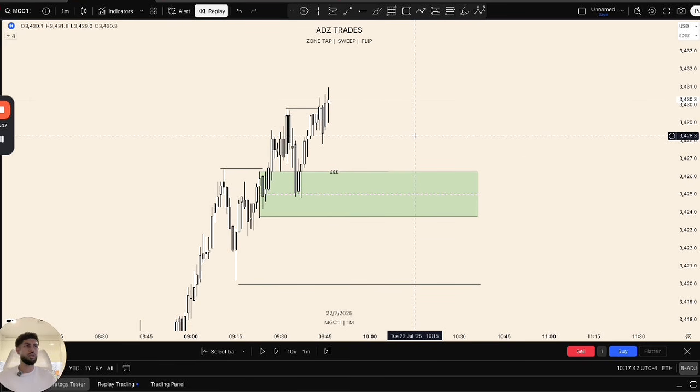This is the 1 minute time frame. Works the same on the 5 minute, the 15 minute, the 4 hour, the daily. It all works exactly the same.